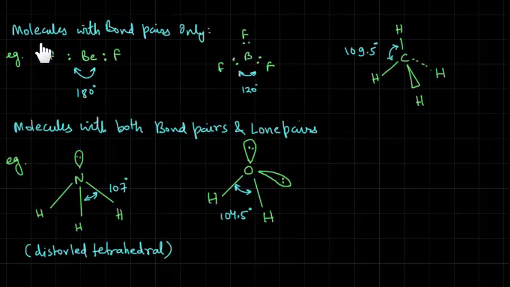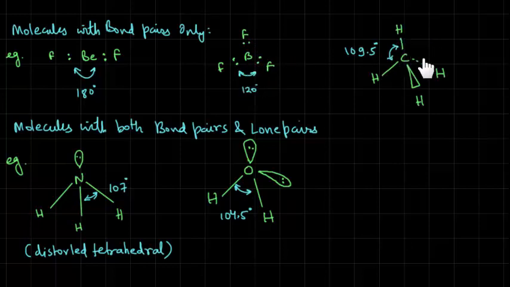So let's take some examples. Molecules with bond pairs only. One is BeF2. These two pairs will try to repel as far as possible, so the angle between them will be 180 degrees. BF3 has a total of 3 pairs. Again, they will try to go as far as possible from each other, so the angle between them will be 120 degrees.